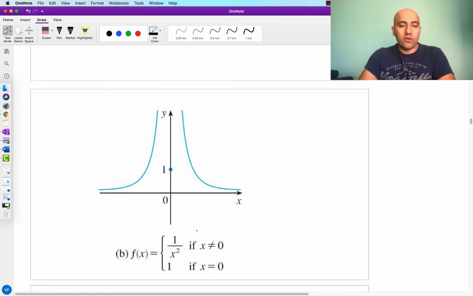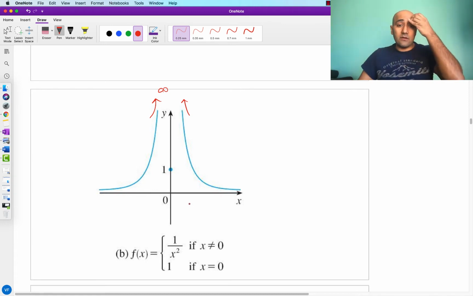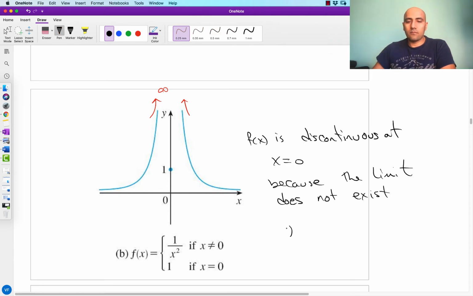And so this is what the graph would look like. We see that as x approaches 0 from either direction, the output values are just going to get larger and larger. So we know that it's heading toward positive infinity from either direction. However, the function is defined at f of 0, it equals 1. So the reason why the function is discontinuous at x equals 0 is because the limit does not exist. In other words, the limit as x approaches 0 of f of x does not exist.